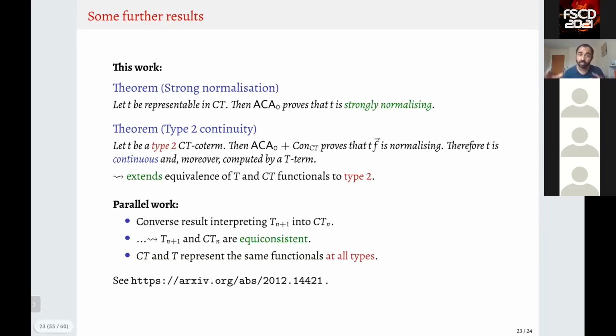In parallel work that's not in here, but comes at the same time, we establish a converse, which is in a way a bit harder. You have to do a bit more proof theory. But this means that T_{n+1} and CTN are equiconsistent, really running through the themes that we saw at the beginning of the talk with Gödel's result and the results about cyclic arithmetic. We're also able to show, using meta-recursion-theoretic methods, that CT and T actually represent the same functionals at all types. But that's not in this work. I point to the preprint for those results.